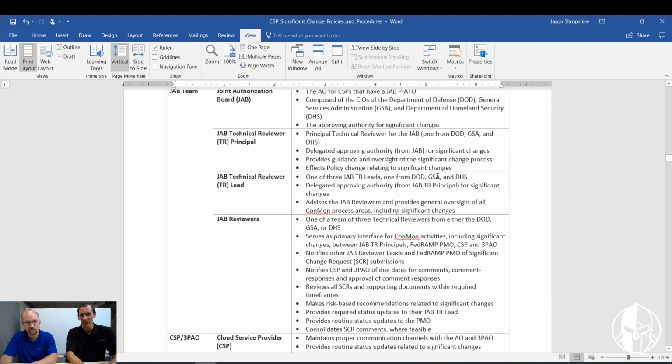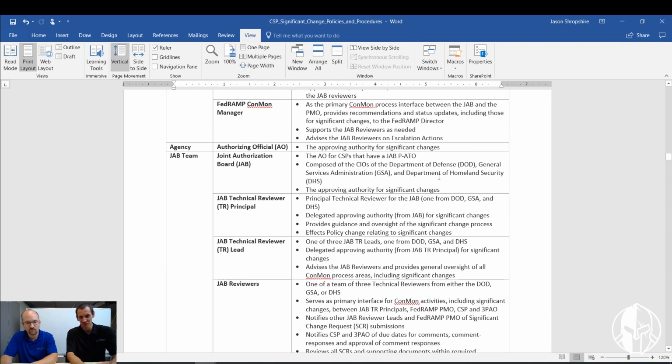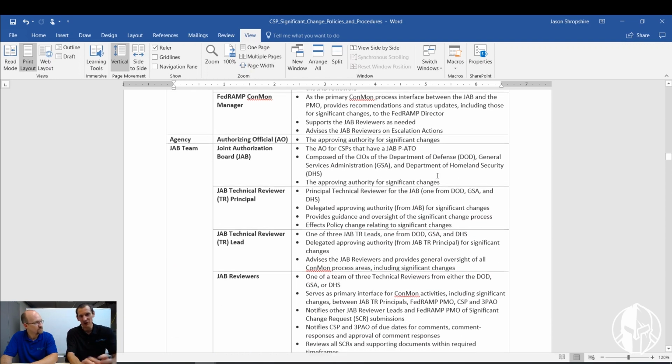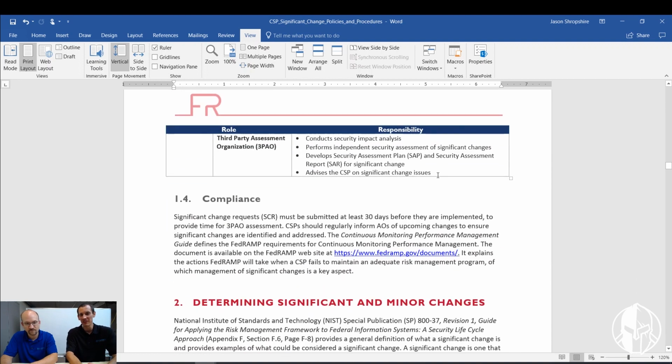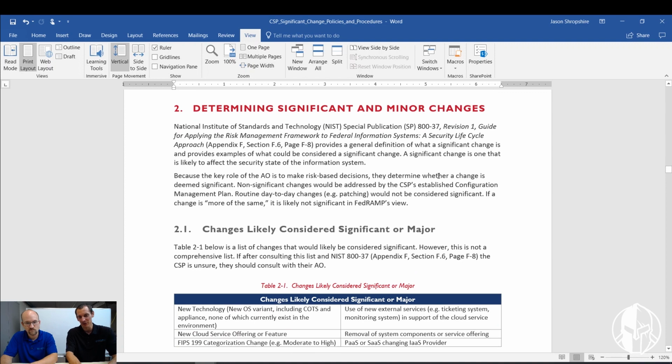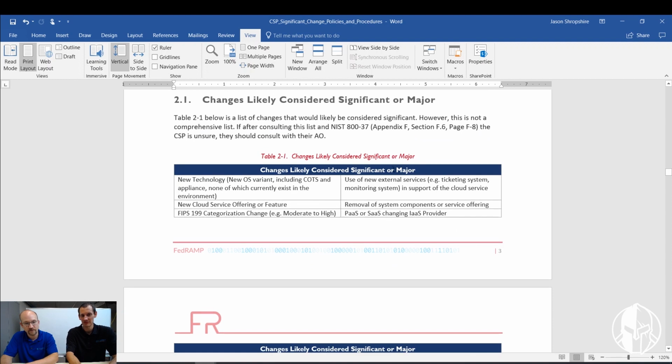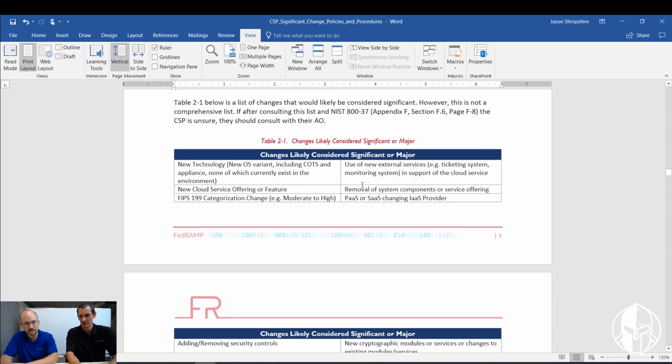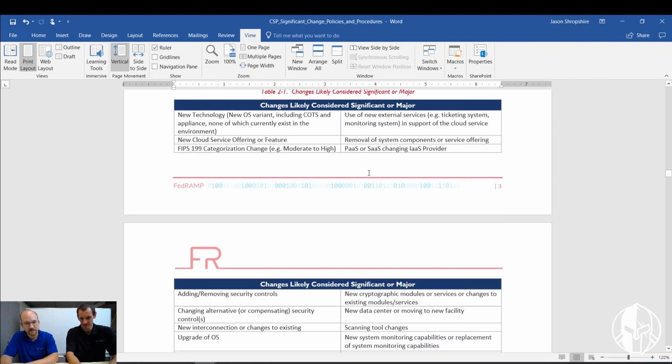That roles and responsibilities table just kind of splits out who does what. Yep. Later on in the document, they have some nice flow charts, flow diagrams that make that a little bit clearer. But this is where they sort of teach you how to determine what is significant and what's minor. Yes. And they even give, I believe, some different examples, different criteria.